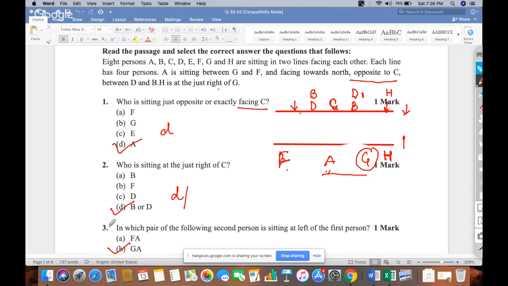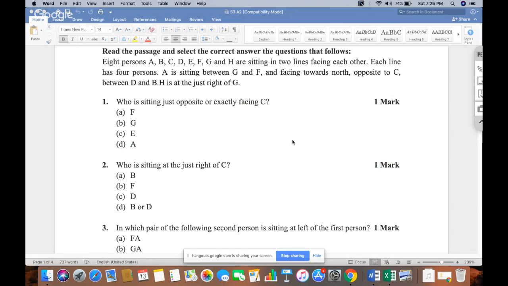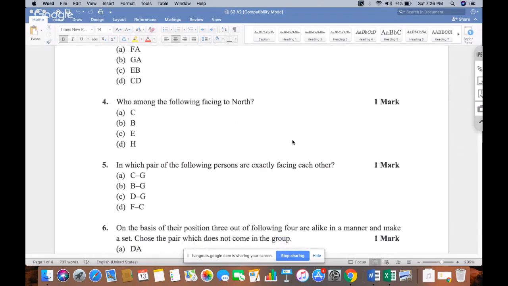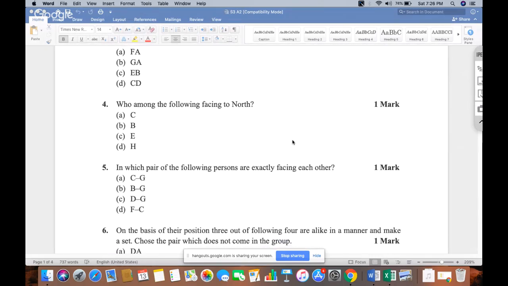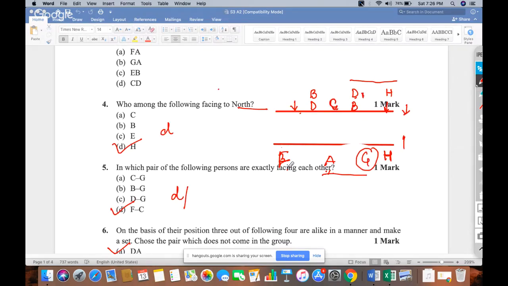Now let me go to question number 4 and let me solve it for you. Question number 4 tells me who is facing north. So you know that in facing north, C is not there, B is not there, E is not there, only H is facing north because F, A, G, H are facing north. Only one option is there, which is H. And question number 5 is, in which of the following pairs? See, if you identify D on this side, there should be one option here, none of these.